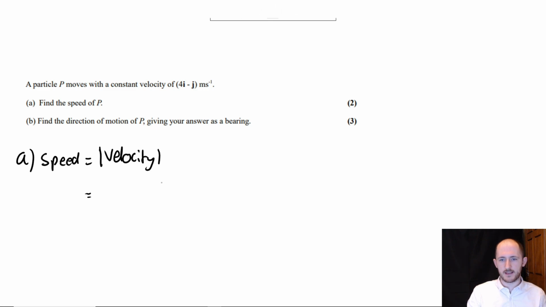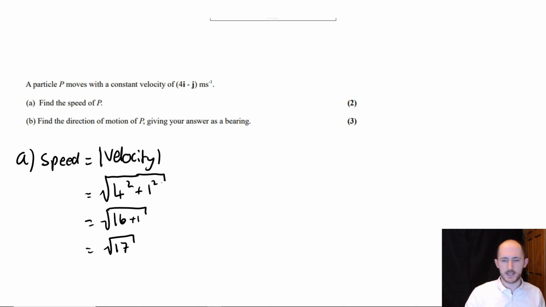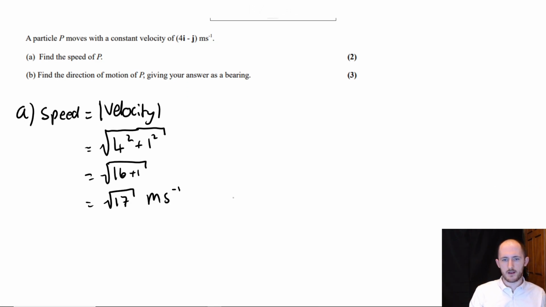So what we're going to do is take the magnitude of that, which is 4 squared plus 1 squared, which is 16 plus 1. So in other words, it's square root 17 meters per second. And then lastly, part B, it says find the direction of motion of P. And it wants it as a bearing.